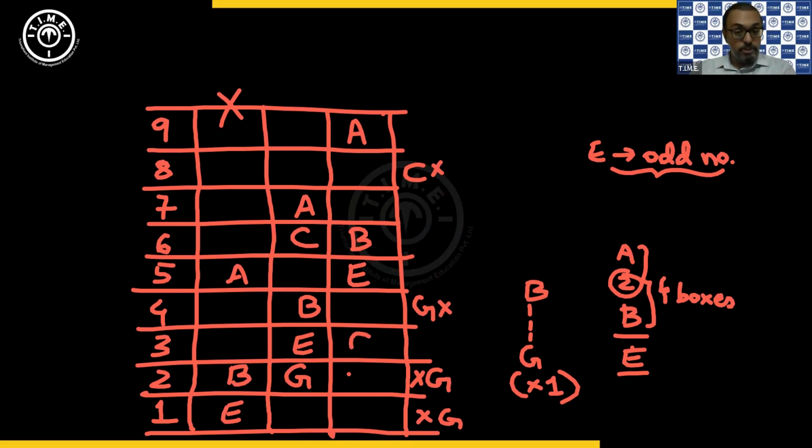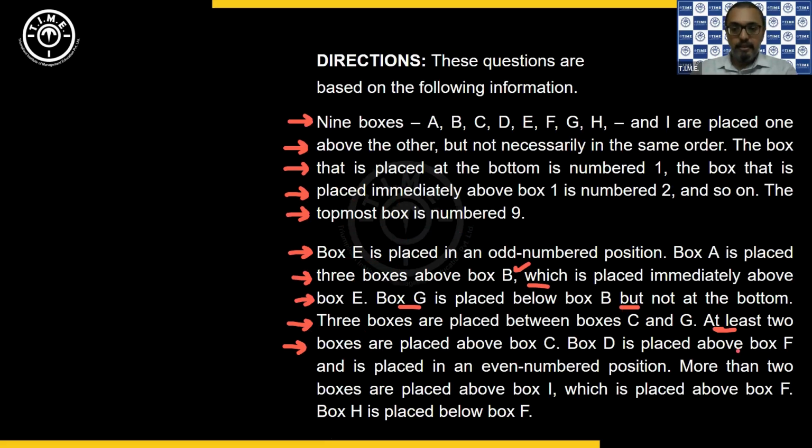So that means the only position is you give G in the third position, so that leaving a gap of 3, you can put C in the 7th position. And then above C, you have 2 boxes. So minimum 2, starting number is 2. That way, C and G can be fixed in the third possibility. Understood? Yeah. Then box D is placed above F.